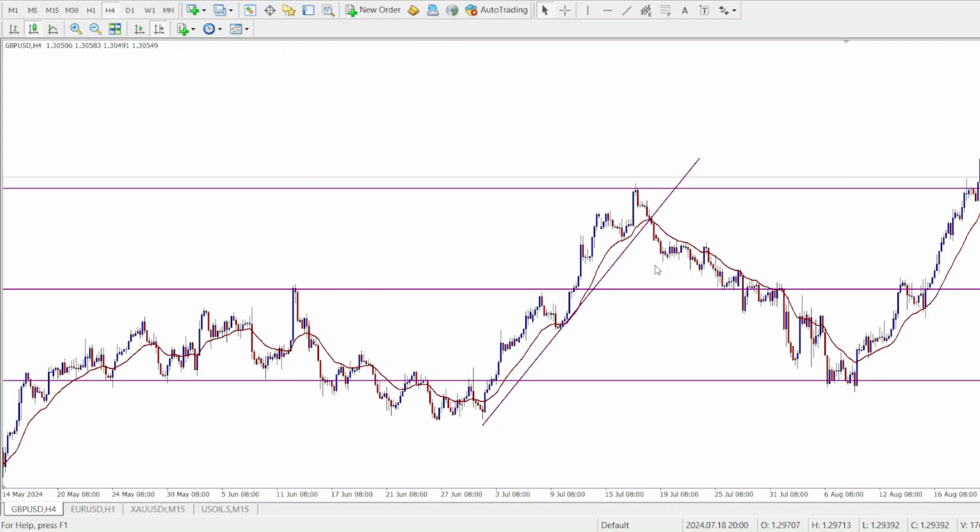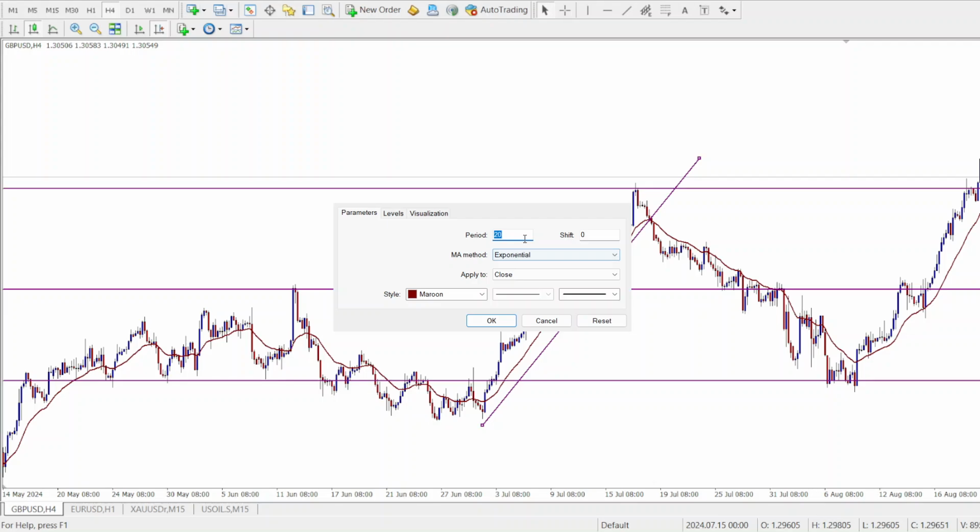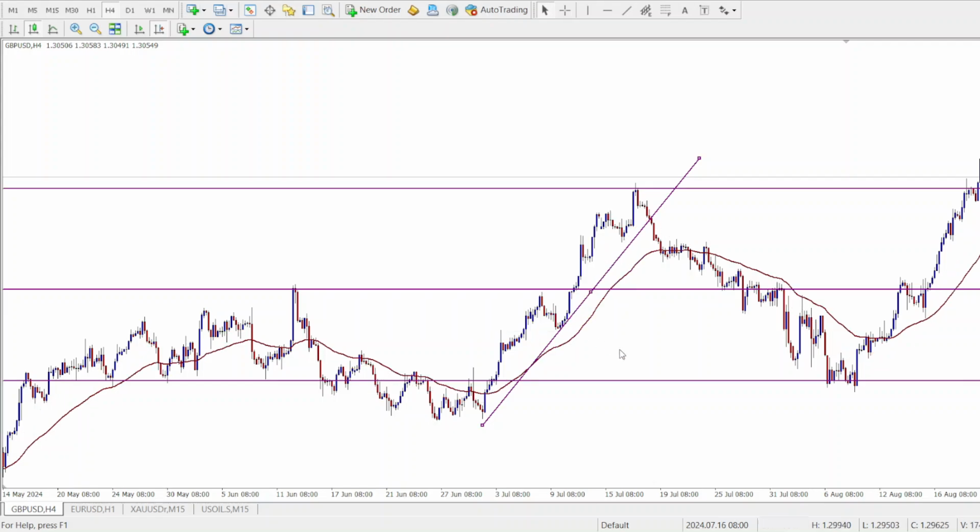And for medium term, you can use the 50 EMA. So basically you just have to change this to 50. That's for the medium term swing trading. Okay, you can see that it takes longer time to respond to price movements. The longer the period, the more time it takes.